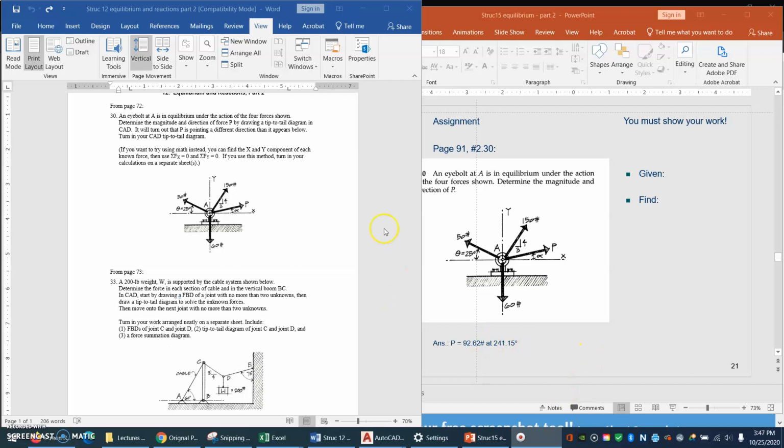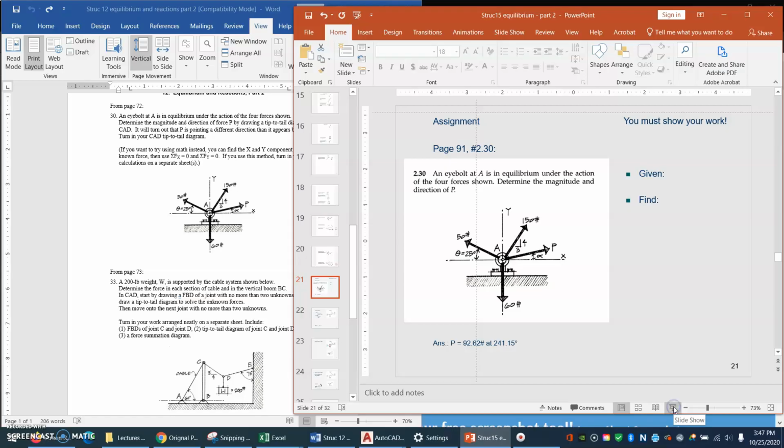In our next assignment, we are going to do this assignment in CAD, and we are going to do a tip-to-tail problem, and then a system here with a post and the cable and a weight. Let's think about that.